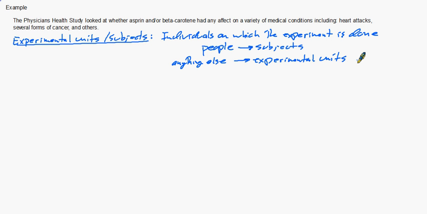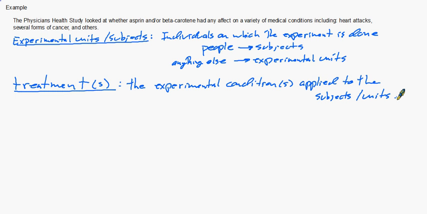We will talk about experimental units or subjects. These are the individuals on which the experiment is done. People are called subjects. Everything else are called experimental units. To call people experimental units seems a little dehumanizing. We can talk about the experimental treatments, or treatment, which is the experimental condition or conditions which are applied to the subjects. Now, in this case, aspirin and beta-carotene are the treatments.